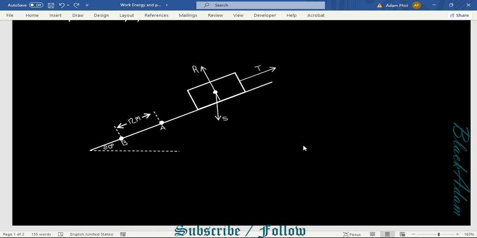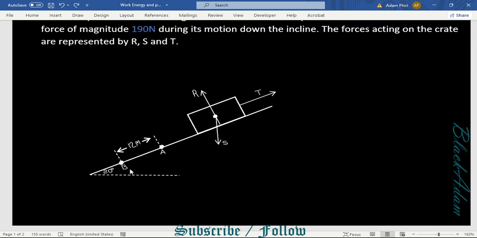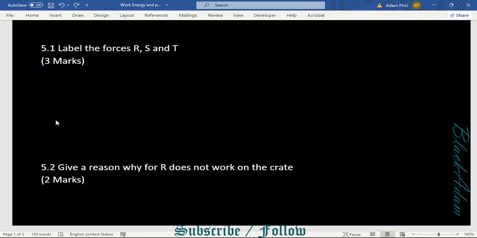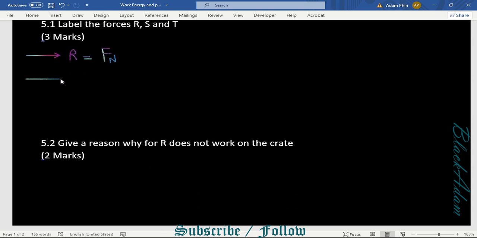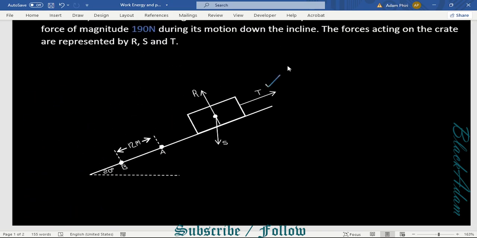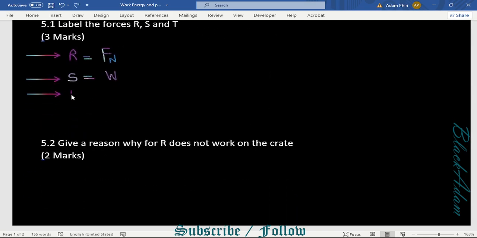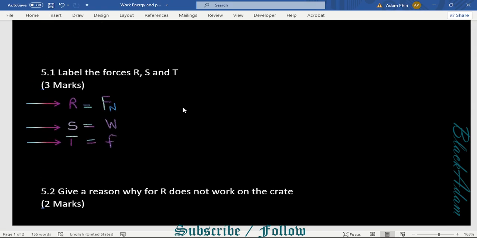What we have to do is answer the question that says label the forces R, S, and T. R is going to be our normal force, S is going to be our weight, and T is going to be our friction. So T is our frictional force.